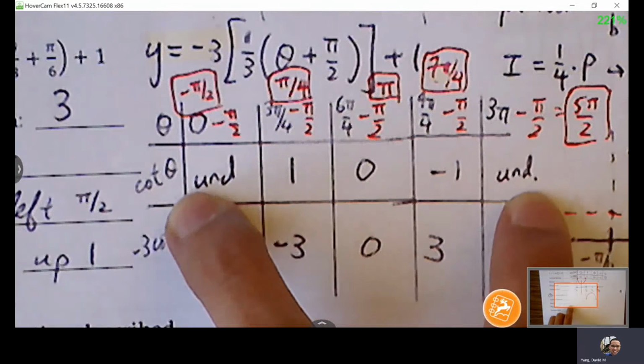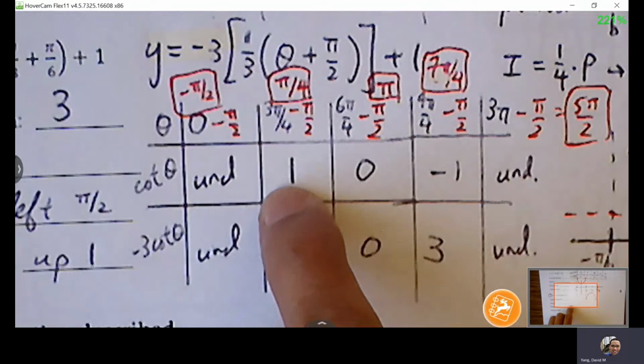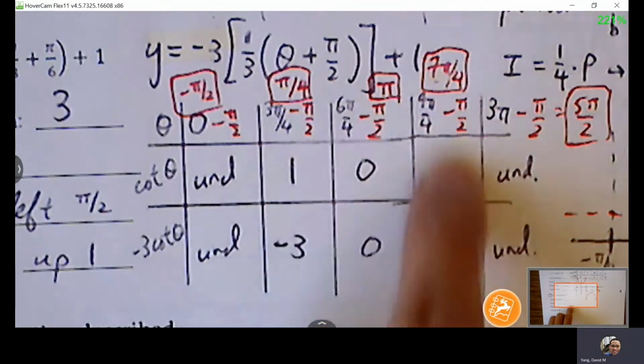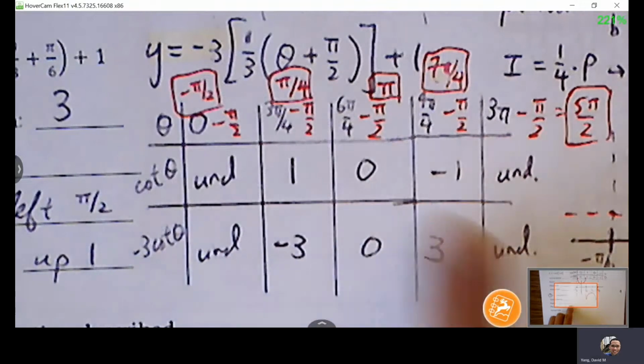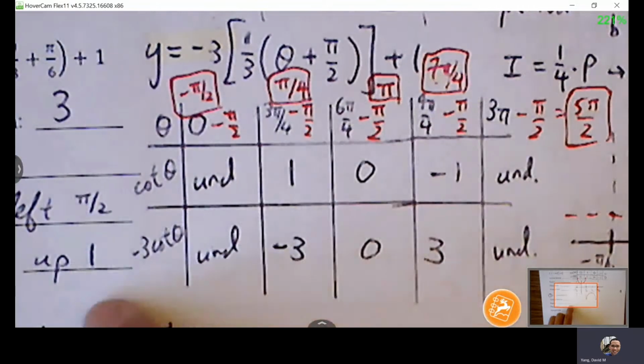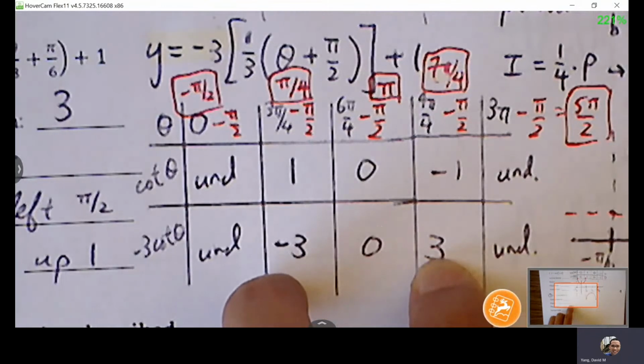Cotangent has undefined on either side, just like tangent. But cotangent has a negative slope, 1, 0, -1. But what's going to change this here? Our graph is actually not going to have a negative slope, because it's a reflection. We multiply by -3, so all of a sudden, your graph is going to look more like tangent than it does cotangent because of the negative.